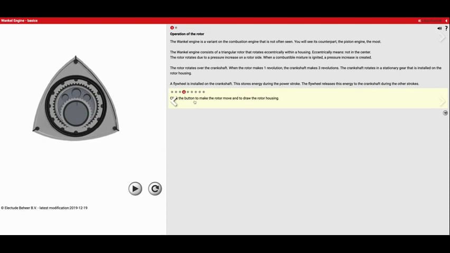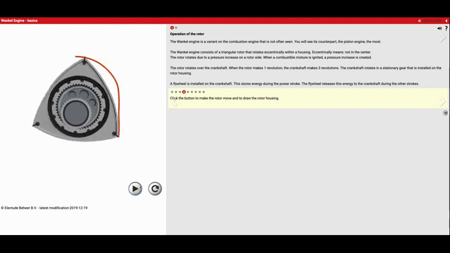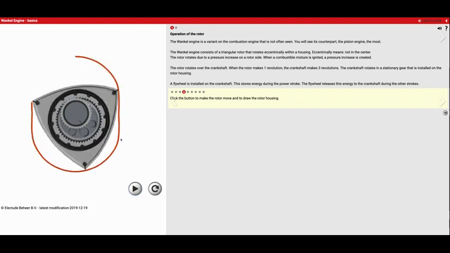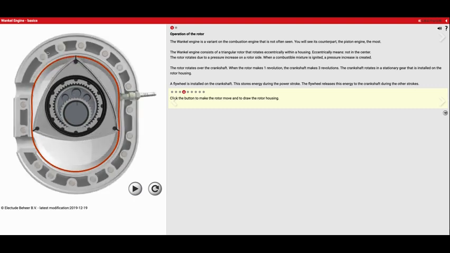Now it wants us to click the button to make the rotor move and to draw the rotor housing. So check this out. We're going to see this shape again in the next slide, and this is the path that it changes here.